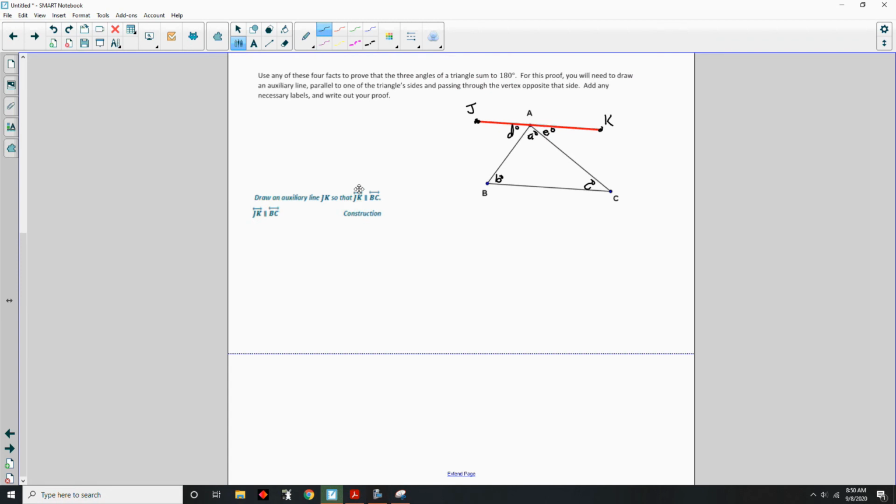Okay, one little correction on this. These say line JK, line BC. That's a line segment. That's a line segment. This should just have a line over the top without arrows. Okay, like so. And now JK is parallel to BC. Segment JK is parallel to segment BC, and that was a construction.